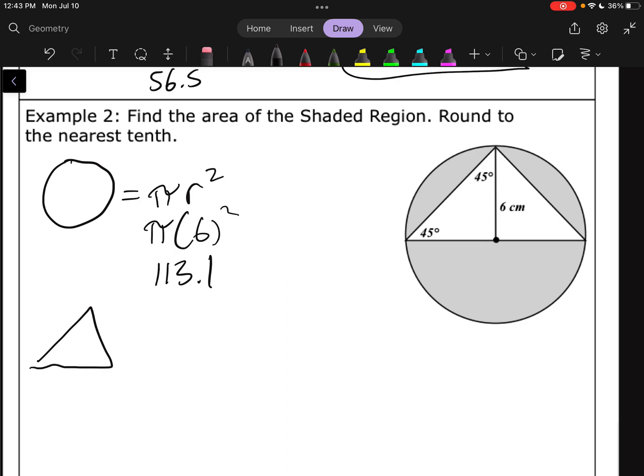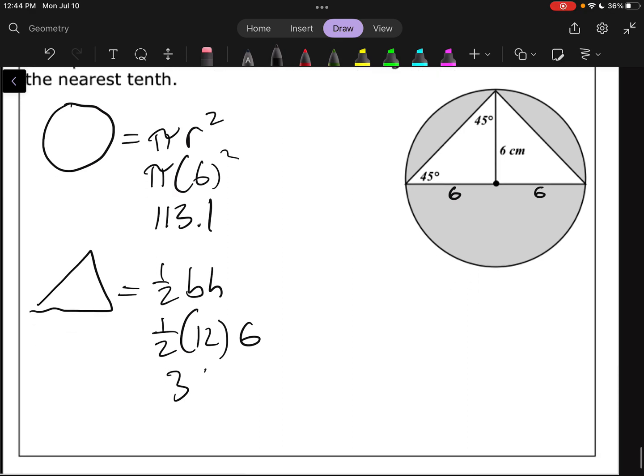And then for the triangle, well, I guess if this is a 45, 45, 90, then this has to be 6, this has to be 6, right? So the entire base of the triangle is 12. Oh, I'm sorry, I didn't even write down the formula first. So triangle is 1/2 base times height. So this should be 1/2 times 12 times 6, which is 36.